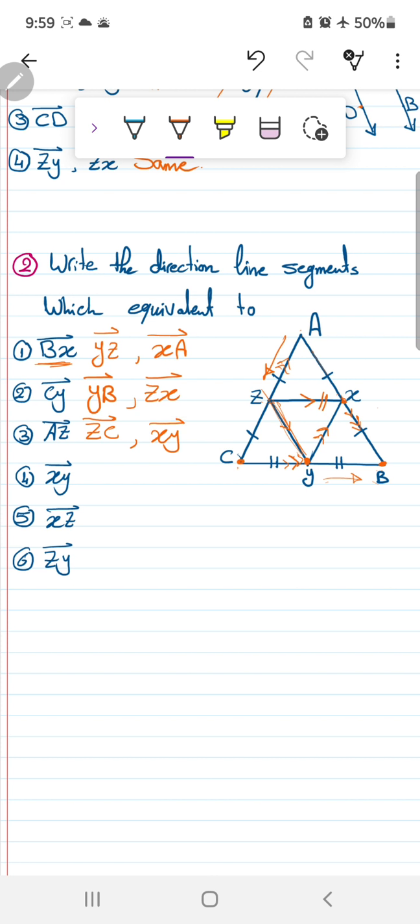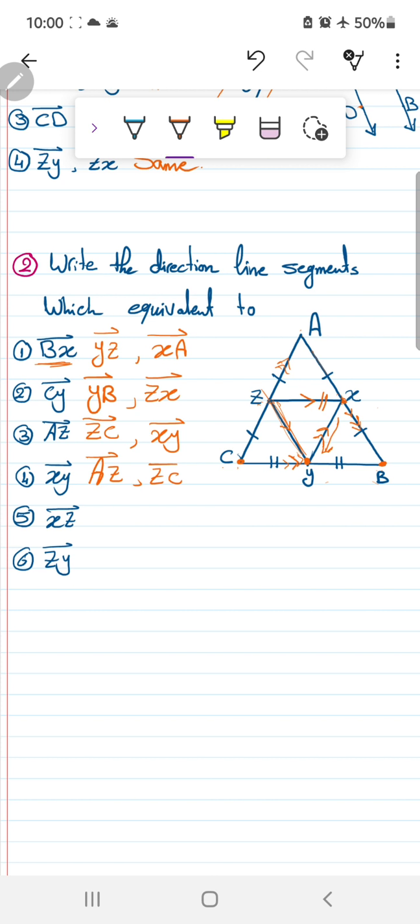What about XY? Here XY, the direction of XY, starting from X to Y, this direction. Here XY is parallel to what? Parallel to AC also, as we said in the previous example. So for XY here we talk about AZ and also ZC. So we talk about AZ and ZC.